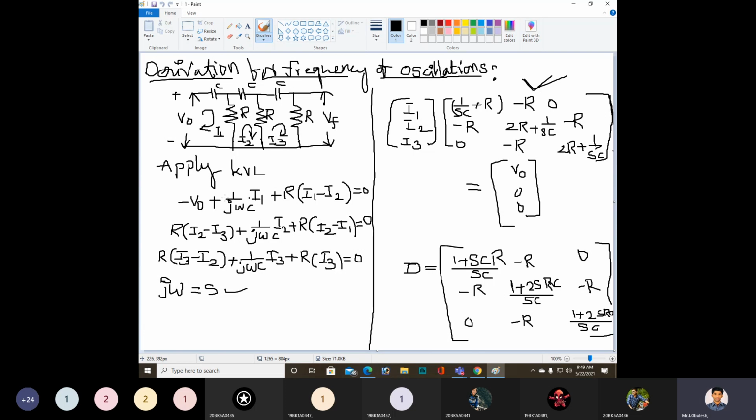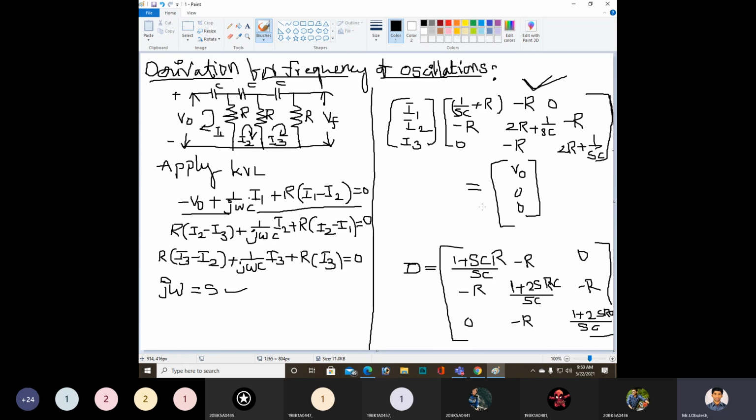After substituting in those 3 equations, you need to rewrite the equations in matrix form. I1, I2, I3 into 1 by SC plus R, minus R, 0; minus R, 2R plus 1 by SC, minus R; 0, minus R, 2R plus 1 by SC is equal to V0, 0, 0. Why for only one equation are we getting V0? Because for one equation only, here we have a V0. After that you need to use Cramer's rule to obtain the I3 value.